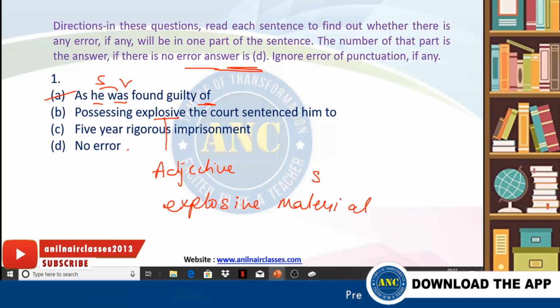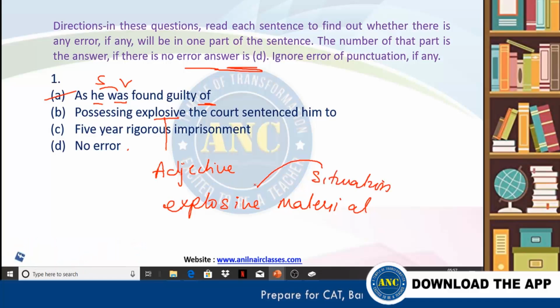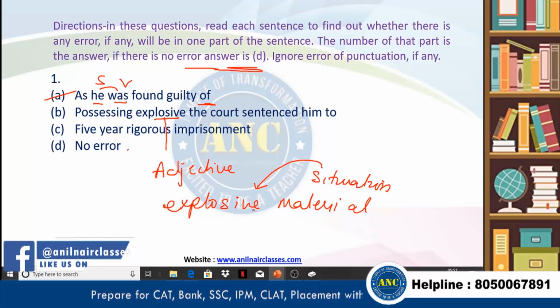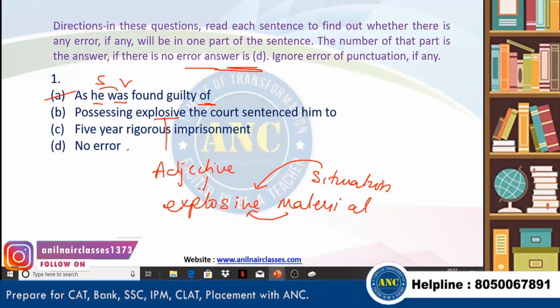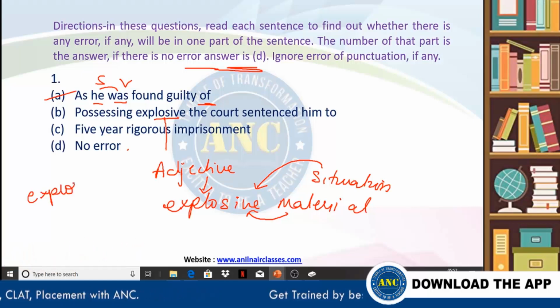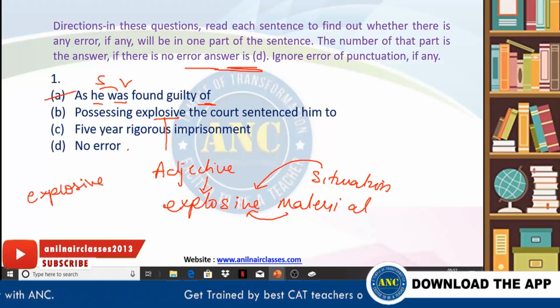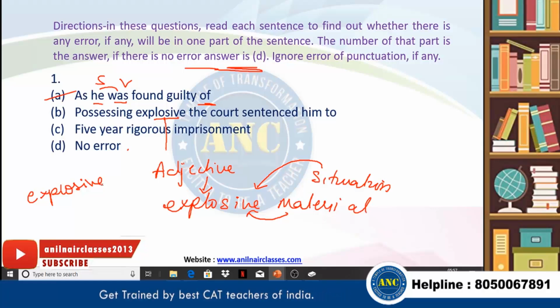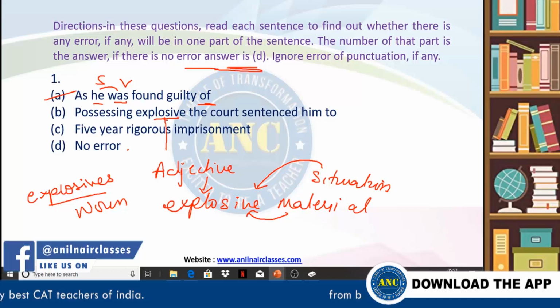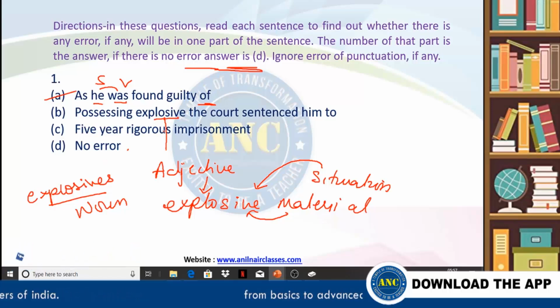So what kind of a situation? Explosive. What kind of a material? Explosive material. So here this word explosive is an adjective, whereas when we say explosives, explosives is a noun. So we don't need an adjective form over here. We need a noun form over here. That is why there is an error.